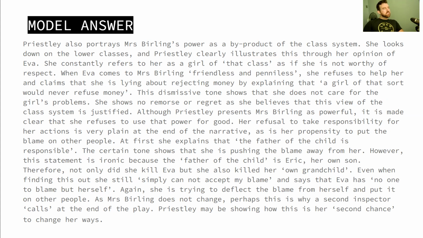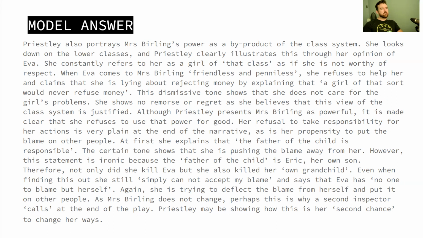It's very demoralizing language as well. That class separates her. A girl, it's very dismissive, patronizing again. So she's not only patronizing her daughter and son and everyone, but calling a grown woman a girl is very patronizing as well. So you could talk about the patronizing language symbolized by the word girl. So there's more analysis to be done here. She shows no remorse or regret, as she believes that this view of the class system is justified. Although Priestley presents Mrs. Birling as powerful, it is made clear that she refuses to use that power for good.